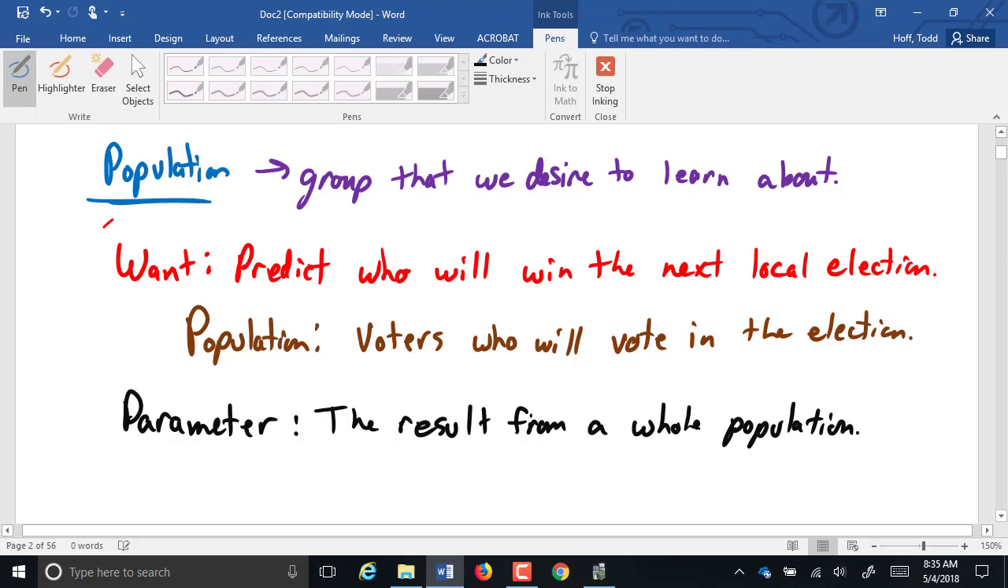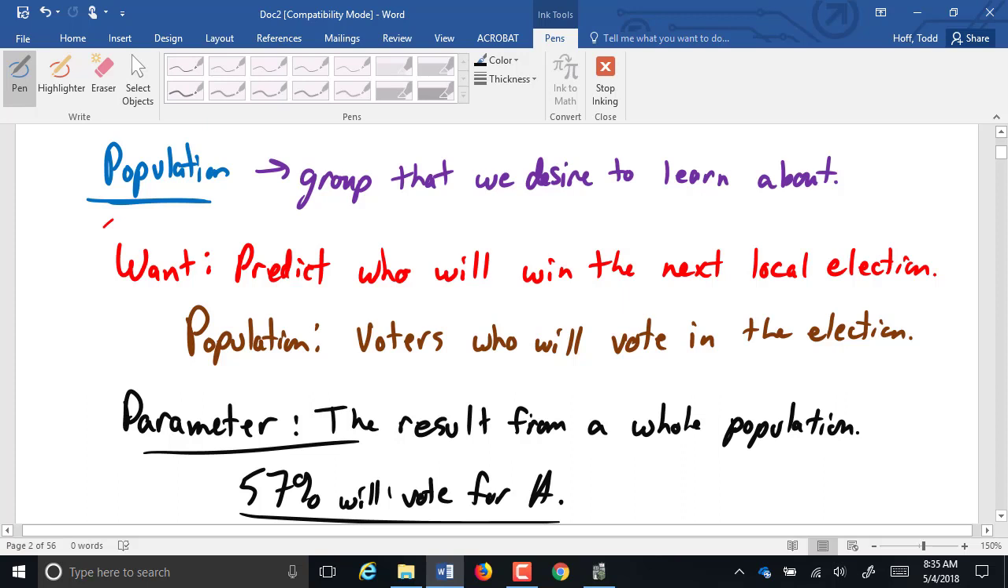Now, a lot of people say a parameter is something that describes a whole population. You have to be very careful with that because, okay, all voters who will vote in the next election, you say, well, they're all 18 and over. Well, yeah, that does describe the population, but that isn't a parameter. The parameter has to do with what it is we're trying to learn about them. So a parameter might say that 57% will vote for candidate A. That would be a parameter because that's what we're trying to learn about.